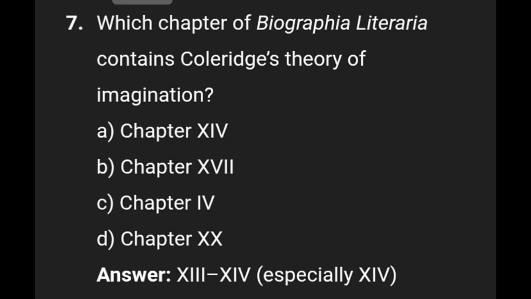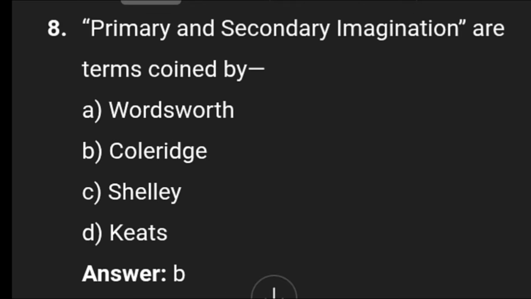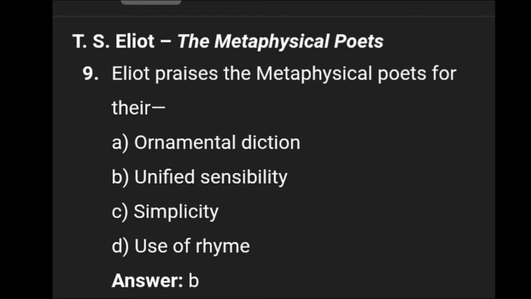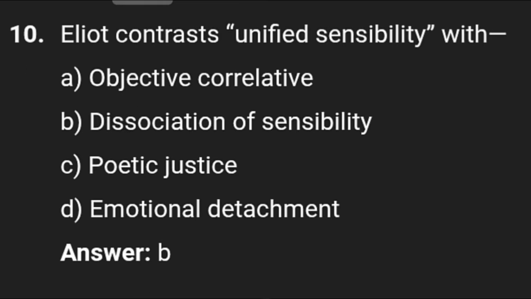Which chapter of Biographia Literaria contains Coleridge's theory of imagination? Chapter 13 to chapter 14, especially chapter 14. Then primary and secondary imagination are terms coined by Coleridge. Then questions from T.S. Eliot's The Metaphysical Poets. Eliot praises the metaphysical poets for their unified sensibility. Then Eliot contrasts unified sensibility with dissociation of sensibility.